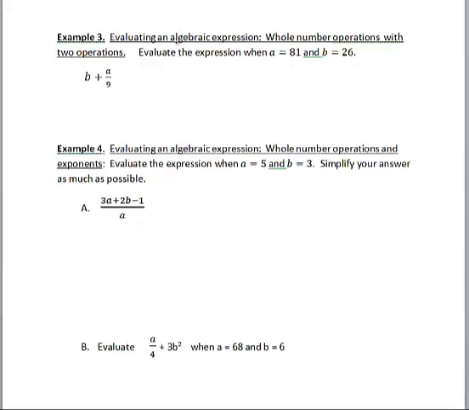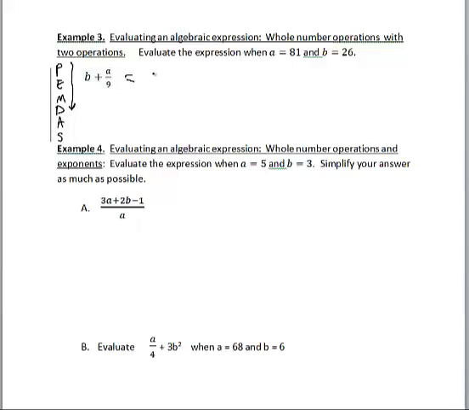Okay, example 3. Whole number operations with two operations. Evaluate the expression when a equals 81 and b equals 26. And so we see with this expression we have a b and an a. First, according to the order of operations, and we have, please excuse my dear Aunt Sally, we've got addition and we have division. So according to the order of operations, the first operation that we run into going from the top to the bottom is division. So whatever number a is, we need to divide that by 9 first.